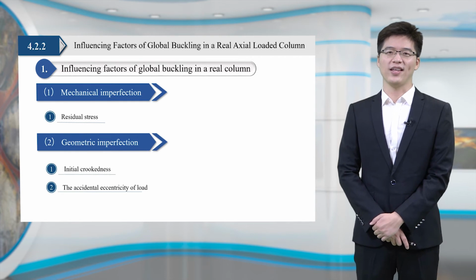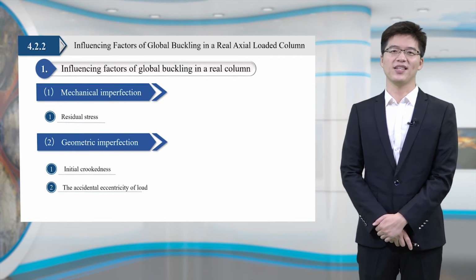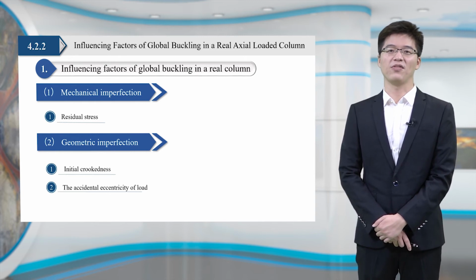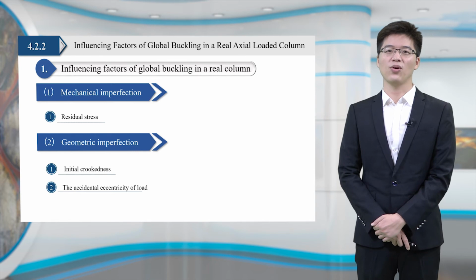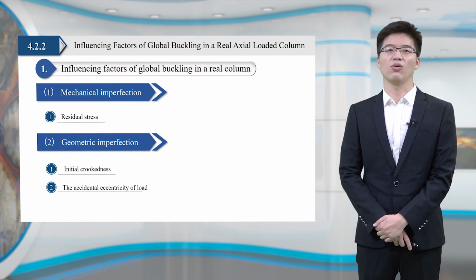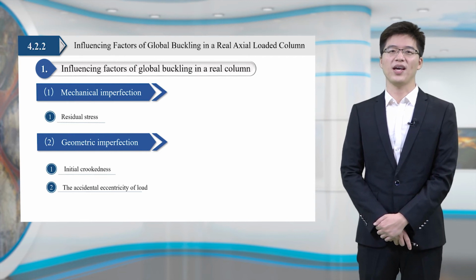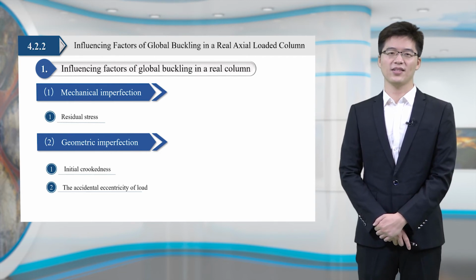Well, in a real column, inevitable imperfections may exist on the column. These imperfections include mechanical imperfection and geometric imperfection, where the former mainly refers to residual stress, whereas the latter includes the initial crookedness and the accidental eccentricity of a load. These imperfections have a strong influence on the buckling behavior of the column. Thus, we need to study their influence.